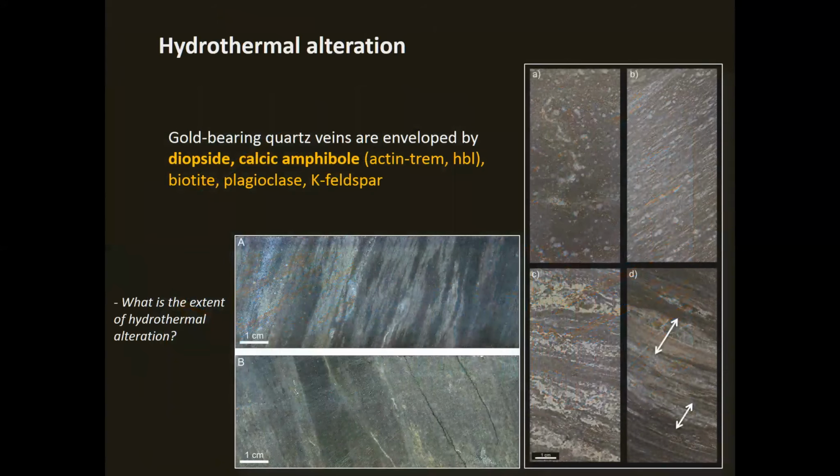So, the hydrothermal alteration around this deposit. What we can see in these images, in the lower right-hand corner, there are two white arrows. The top one is crossing a quartz vein, and surrounding this quartz vein we have hydrothermal alteration in the form of diopside, calcic amphibole like actinolite, tremolite, and hornblende, and we also have biotite and some plagioclase and potassium feldspar in this system. But what is evident here is that we have a very narrow alteration envelope around each quartz vein. In this case, it's only a couple of centimeters.